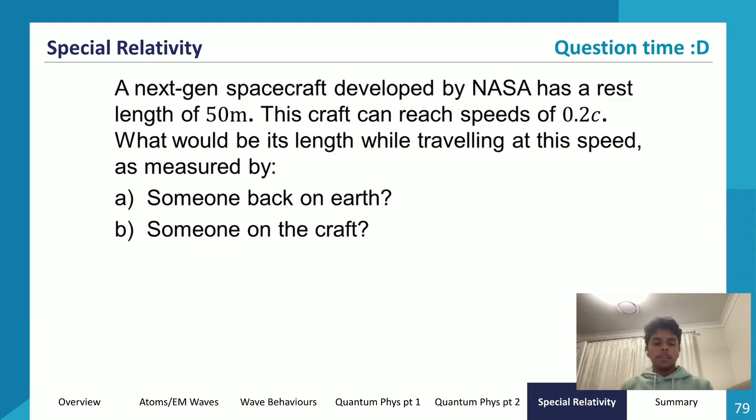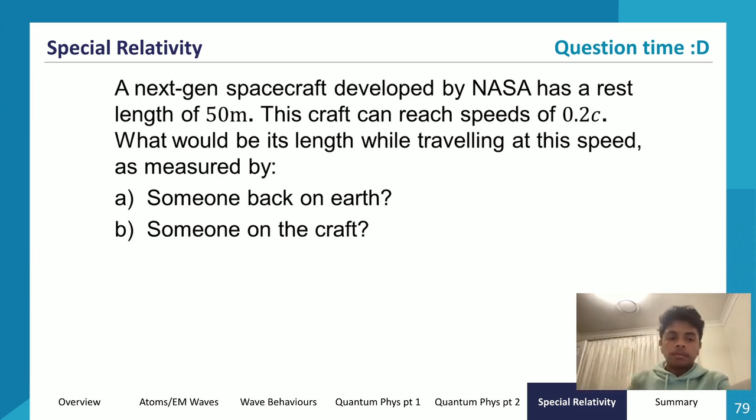So what do we have? Well, we have a next-gen spacecraft developed by NASA that has a rest length of 50 meters. The craft can reach speeds of 0.2 c. What would be its length while traveling at this speed as measured by someone back on Earth? So if I'm back on Earth, then I don't have the proper length, right? I have a measured length.